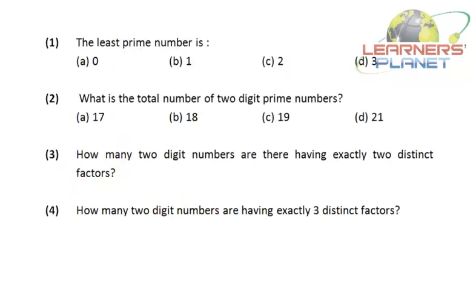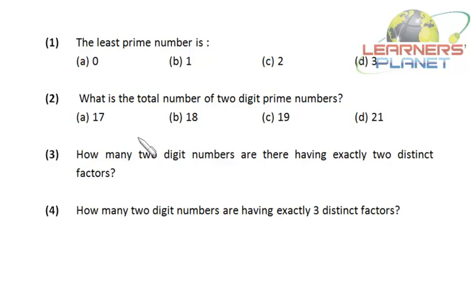Now, what's the first question? Here we have been asked the least prime number. Now friends, what is the least prime number? We know prime numbers, it is 2, 3, 5, 7. And what is the definition of prime number? That is the numbers which are having two distinct factors, number 1 and the number itself. So which is the least prime number? Just it is 2.